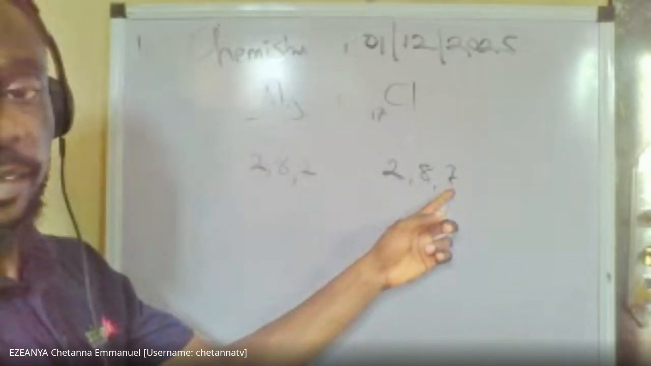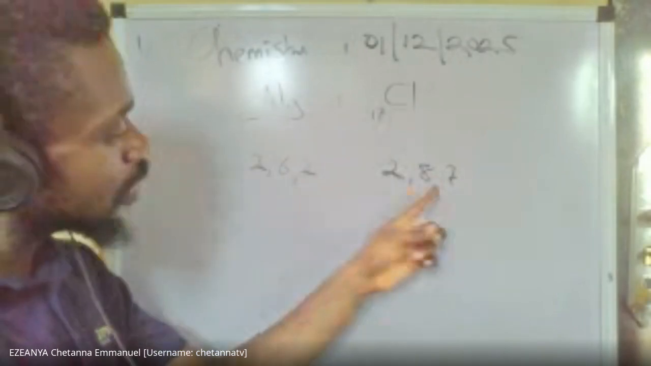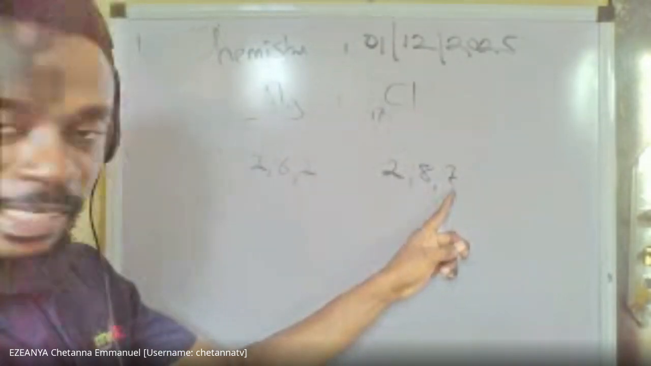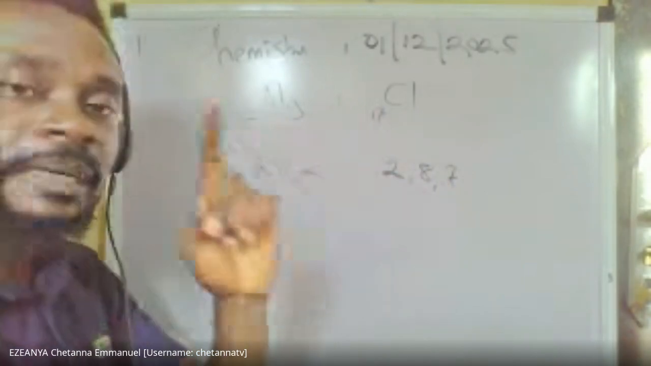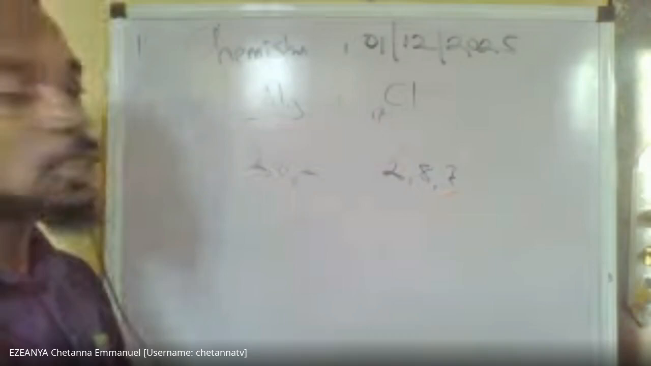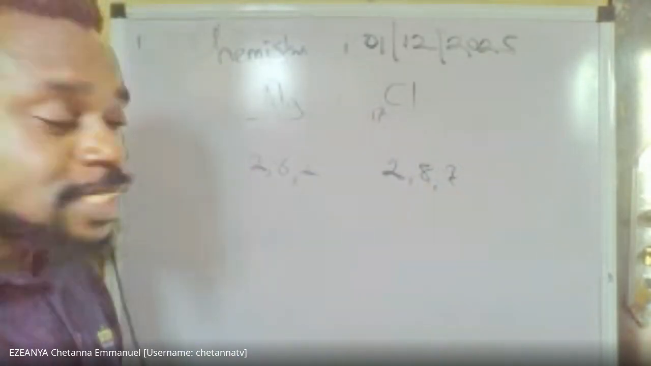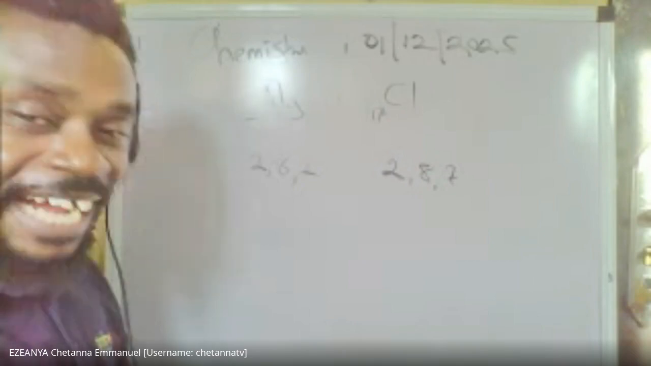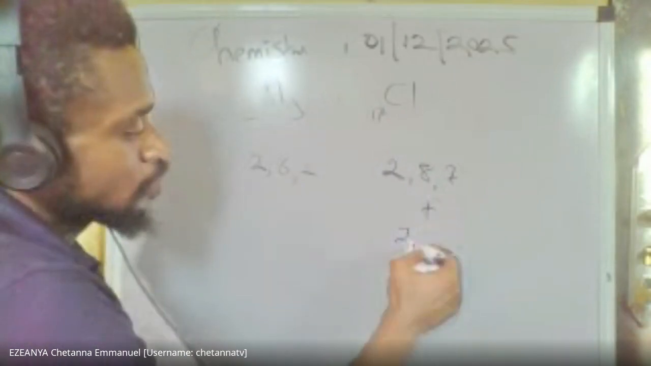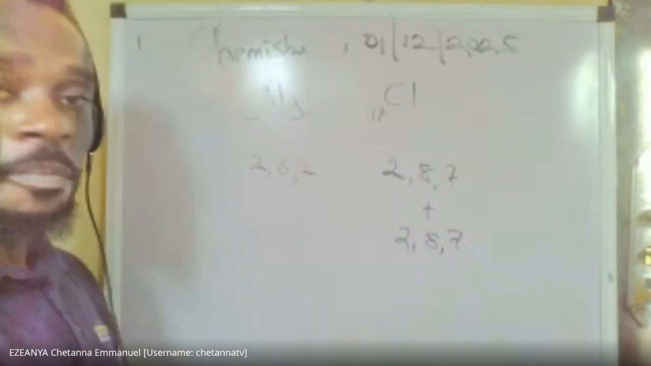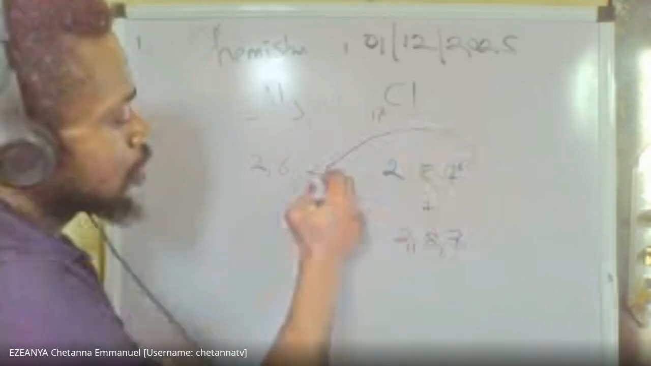Here, the chlorine atom will accept it. But for chlorine to have an octet, an atom of chlorine can only accept 1 electron. To complete this and make it an octet configuration, we need an extra chlorine atom. So if 2 electrons move from here, 1 will come here, and the second electron will come to the other chlorine.